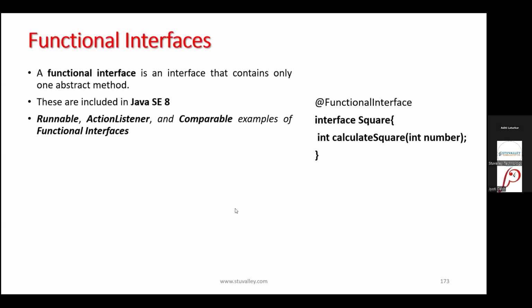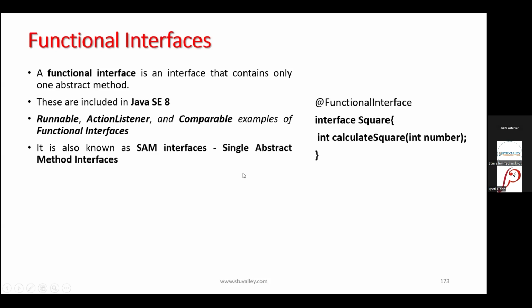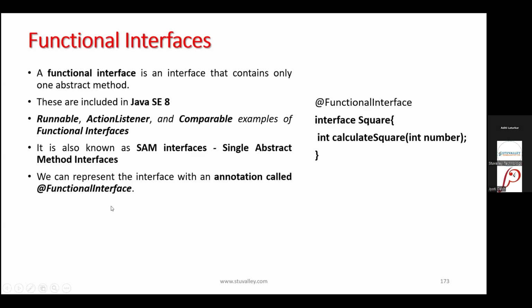Whenever you are creating a functional interface, that doesn't mean that it will never have other methods. It can also have other methods, that is, concrete methods, which are nothing but default methods. You can write n number of default methods, and n number of static methods and private methods inside an interface. It is also known as a SAM interface, because it is a single abstract method interface. We can annotate it with @FunctionalInterface.